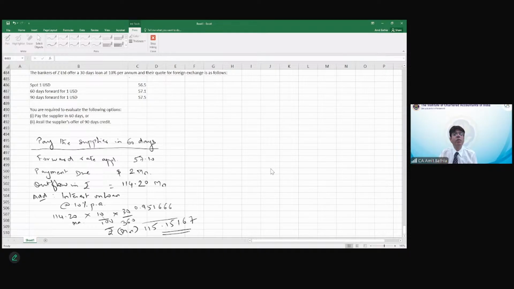Now what is the second option available? Second option available is pay the supplier by availing his offer of 90 days credit. So second option is pay the supplier in 90 days. Pay the supplier in 90 days. So first of all, how much is the amount payable again?